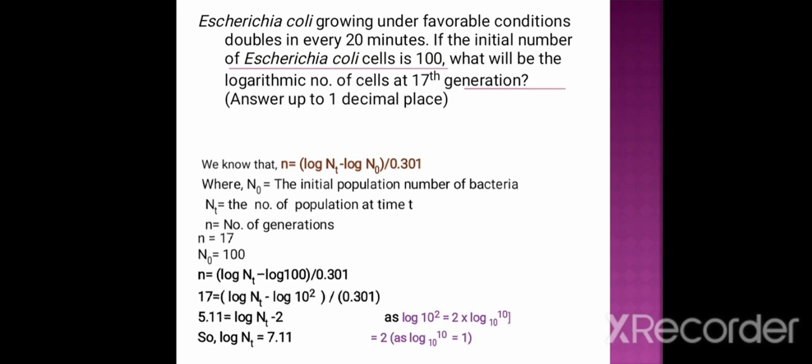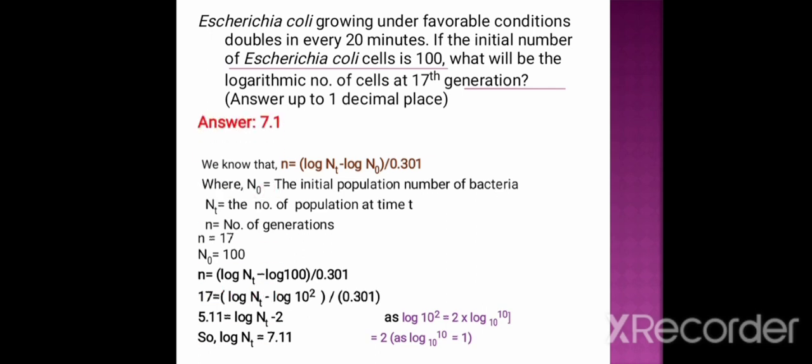So the number of generation n is equal to 17 and the initial number of bacteria, that is N0, is equal to 100. That is, n is equal to log Nt minus log 100 divided by 0.301. That is, 17 is equal to log Nt minus log 10 to the power 2 divided by 0.301. Finally, log Nt is equal to 7.11. As log 10 to the power 2 is equal to 2 into log 10 base 10, that is 2. So log 10 to the power 2 means 2.